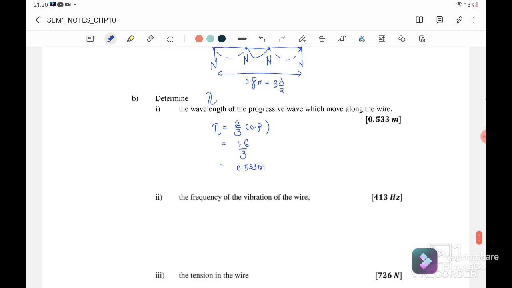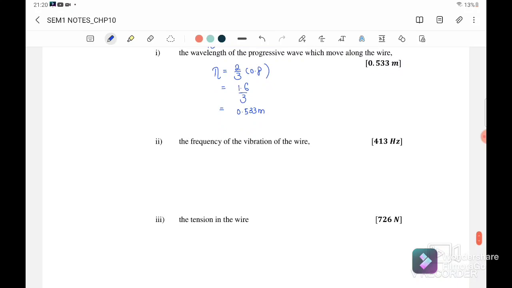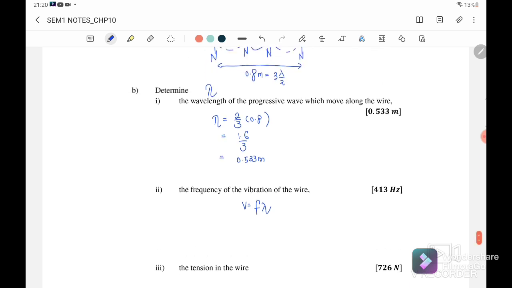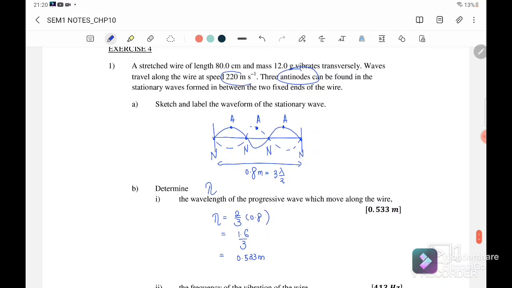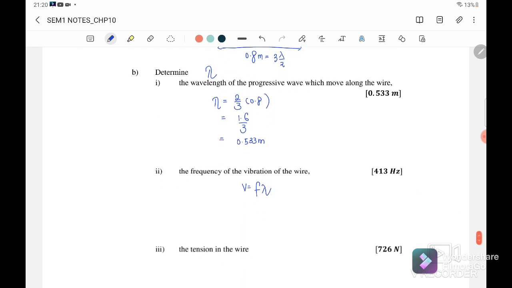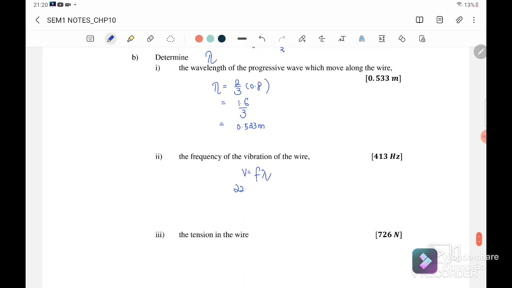Next one, we want to find the frequency. As we know, v equals f lambda, and they already give us v is equal to 220 meter per second. The frequency is the value that we want to find, and the wavelength is equal to 0.533 meter. Therefore, the frequency we will get is 413 Hz.